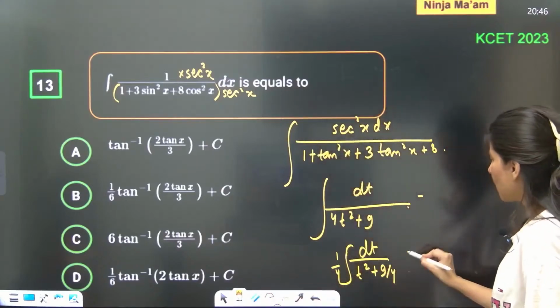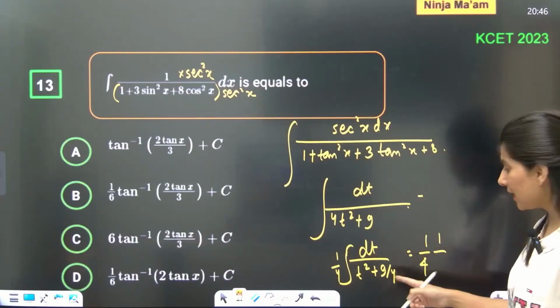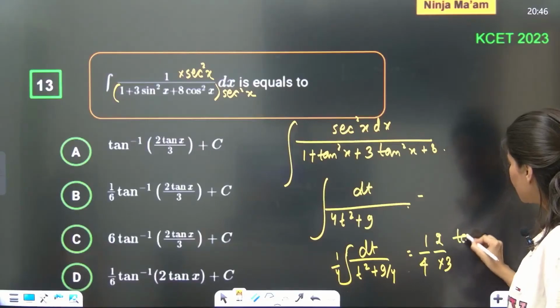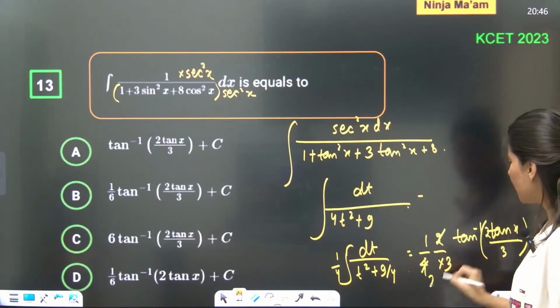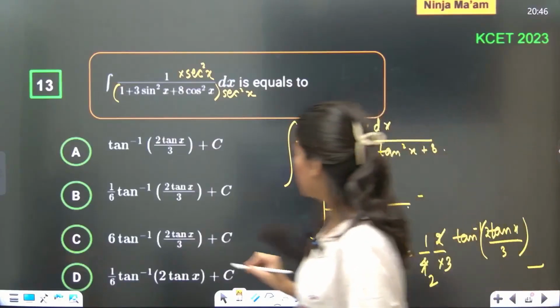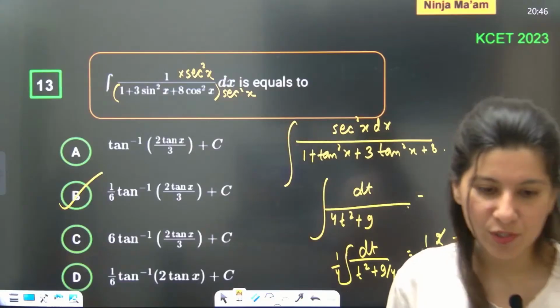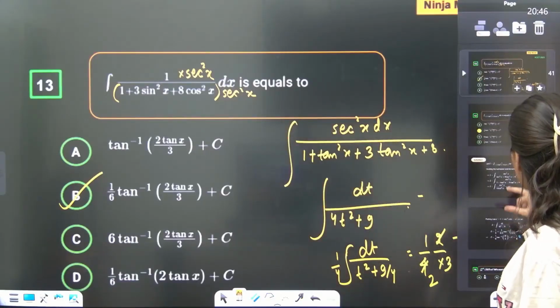If you take this common, 1 by 4 was already there. So 1 upon A. What is A? A over here is 3 by 2. So into 3 by 2 tan inverse tan x upon 3 by 2. Okay, so this is what? 1 by 6 tan inverse 2 tan x by 3. Option B, absolutely right. Everybody getting it? Okay.